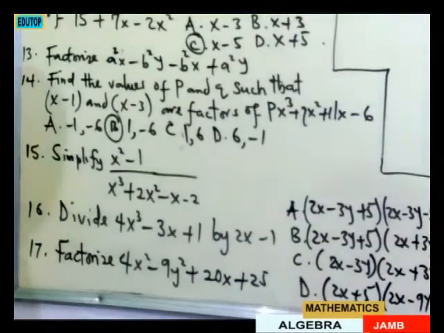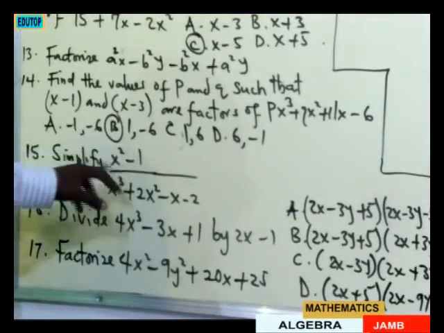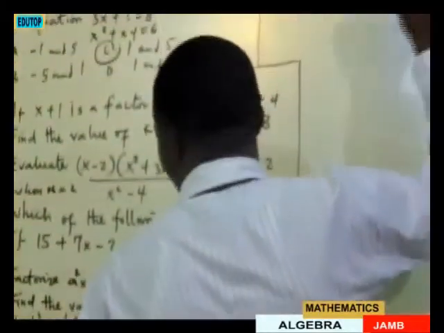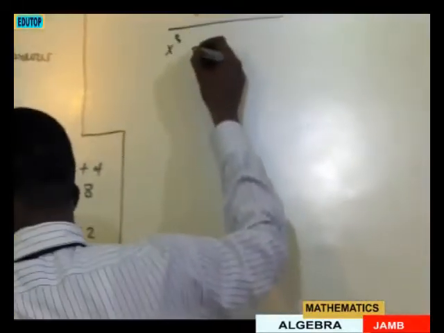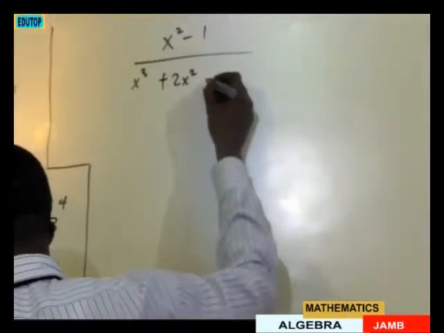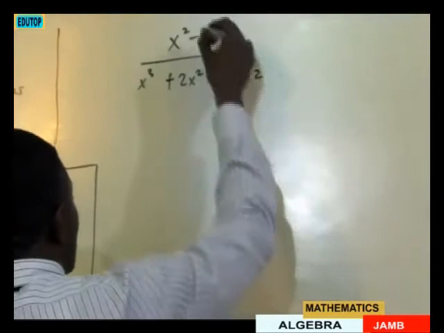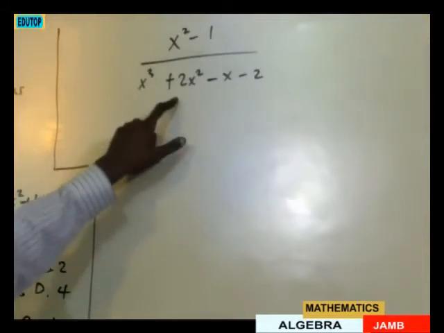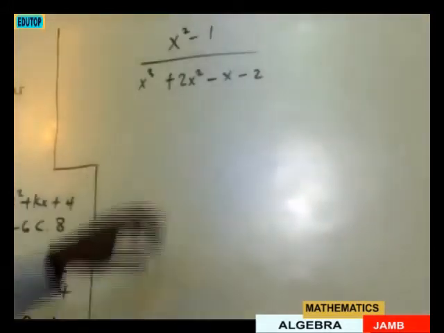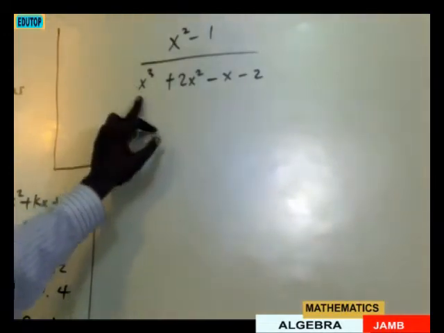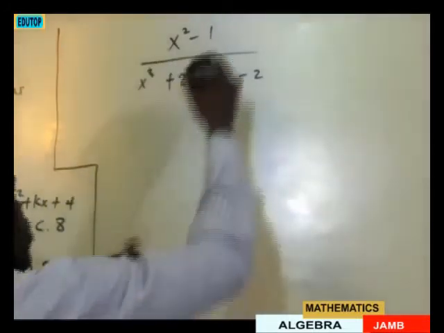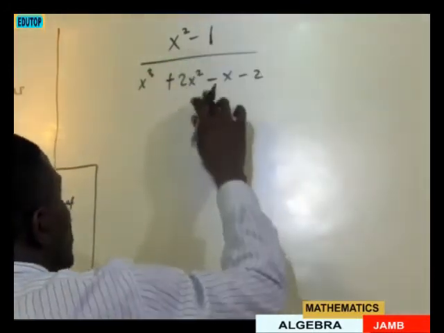Now, the next question asks us to simplify x squared minus 1 over x cubed plus 2x squared minus x minus 2. In this situation, we are only asked to simplify. The upper one is a simpler expression compared to the denominator. The denominator is a polynomial of degree 3. What we need to do is to break this, because I know that the numerator is only testing difference of two squares. So it's the denominator that I need to break now.